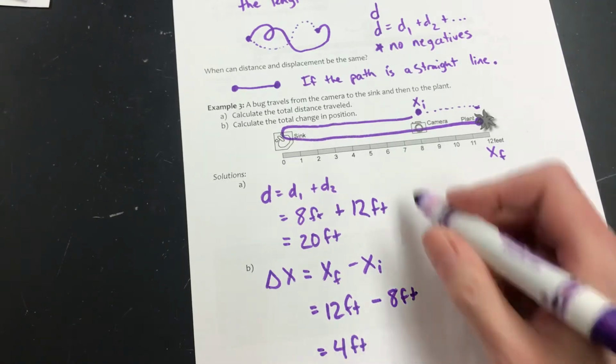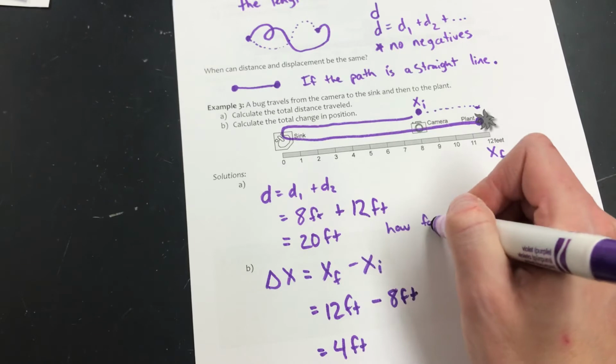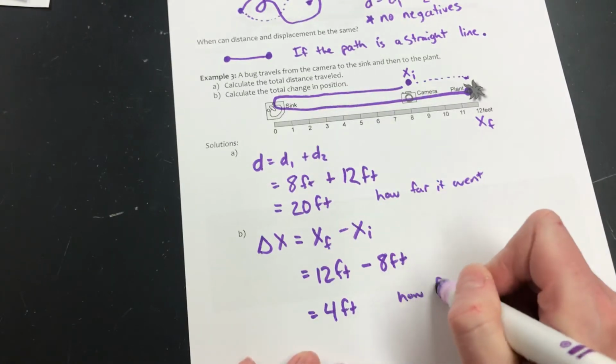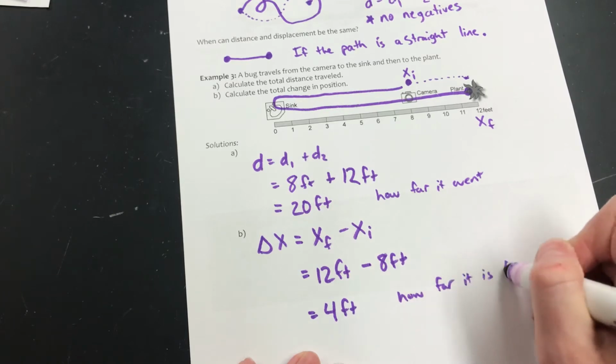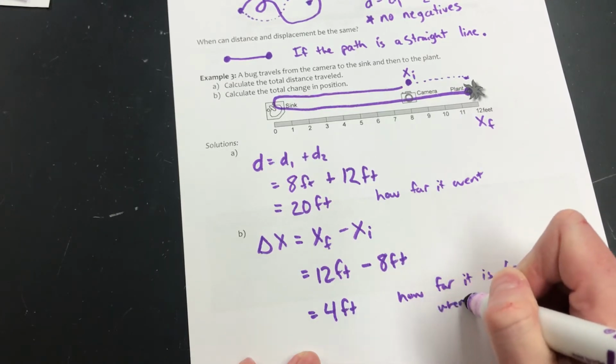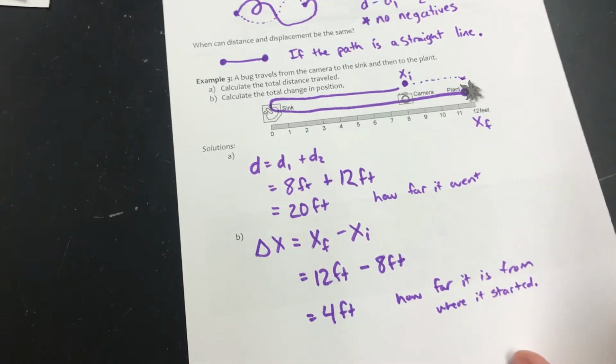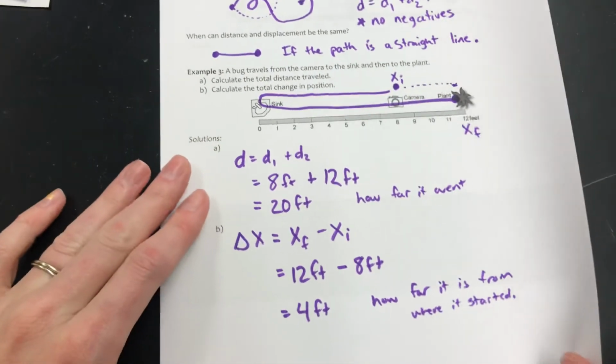So this is how far it went, and this is how far it is from where it started. Okay? So that's the difference between distance and displacement. It's a fun thing to calculate.